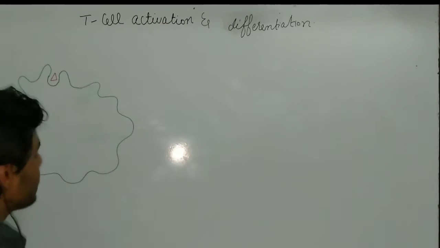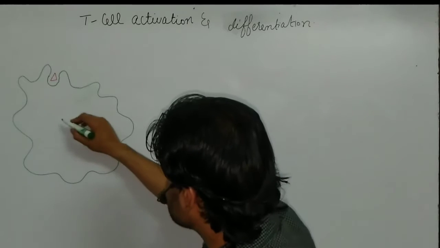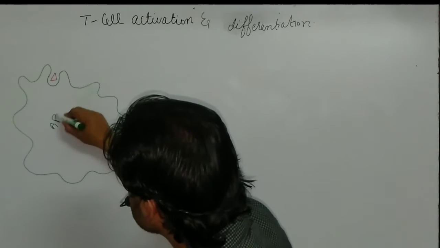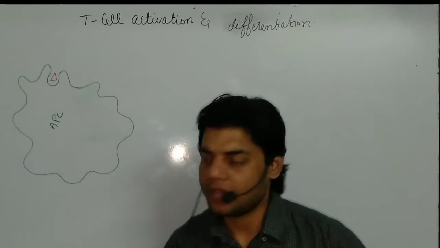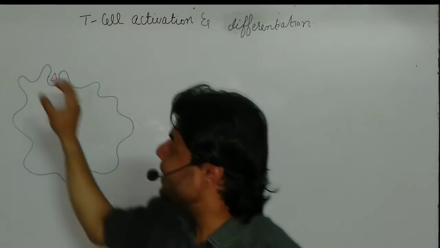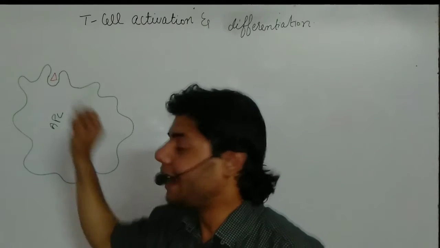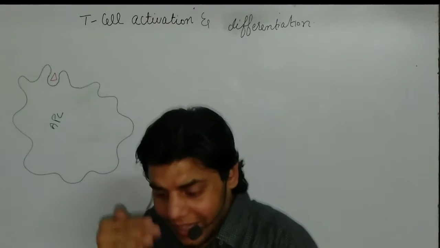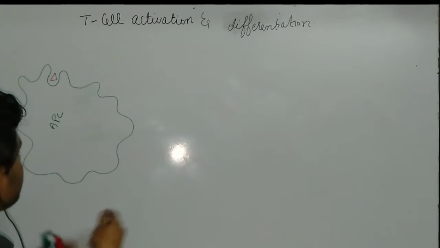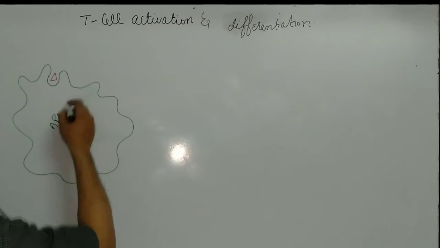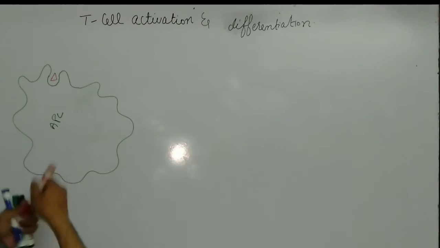Okay, so let's suppose this is the antigen presenting cell. You can call that macrophages, dendritic cell, or B cell. Once they engulf this antigen or microbes, they will convert it into small fragments, means they digest it, as you can see. So now it has become digested.